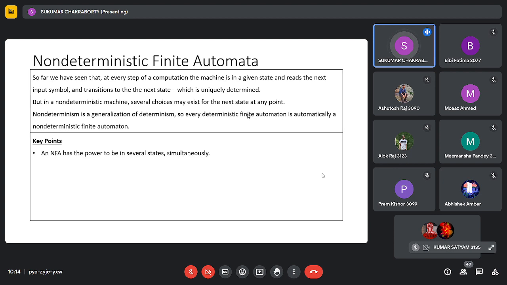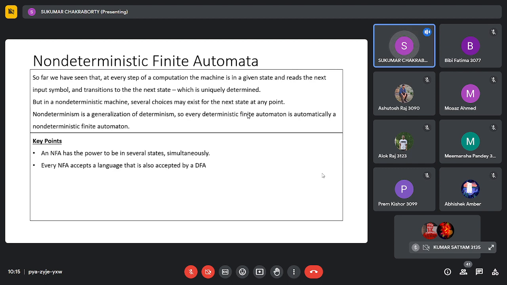Now, some key points. An NFA has the power to be in several states simultaneously. I have already said that. That means after a transition, there's a possibility that the machine can be either in state A or in state B, something like that.